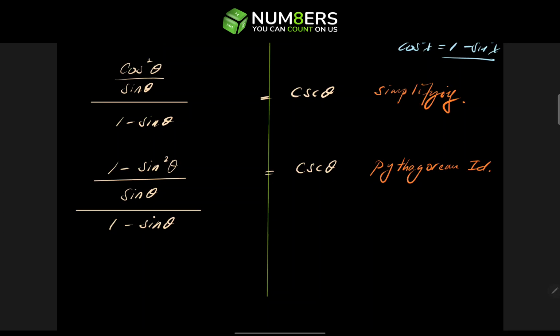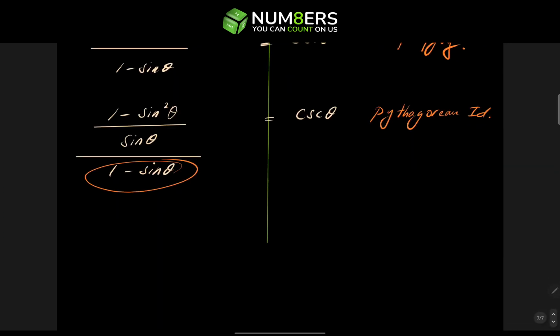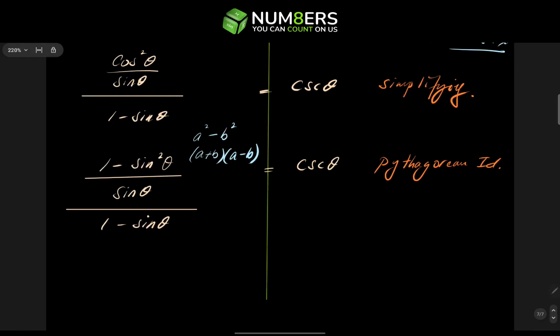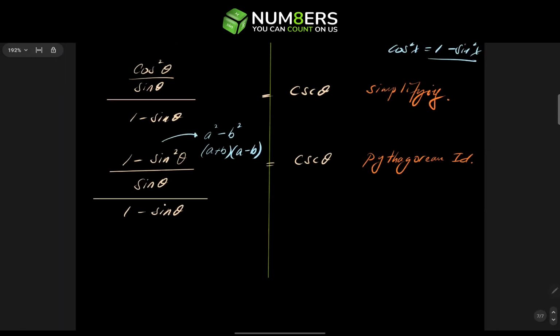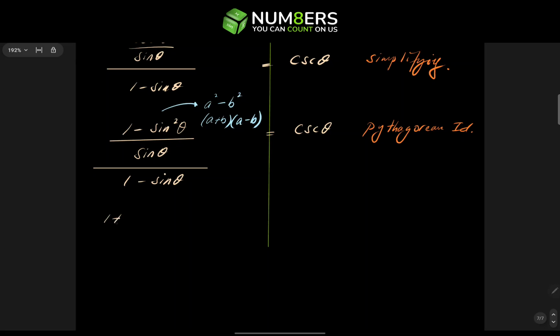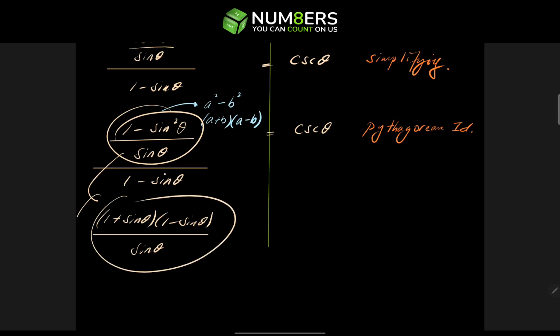identity for this one. Now, I want to get rid of this one, but in order to do that, I'd have to write 1 minus sine squared as 1 plus sine times 1 minus sine, which is difference of squares. So for this one, we're going to write a squared minus b squared is equal to a plus b times a minus b. That's difference of squares. So this on top becomes 1 plus sine theta times 1 minus sine theta all over sine theta. That's only for this part right here, for the top.